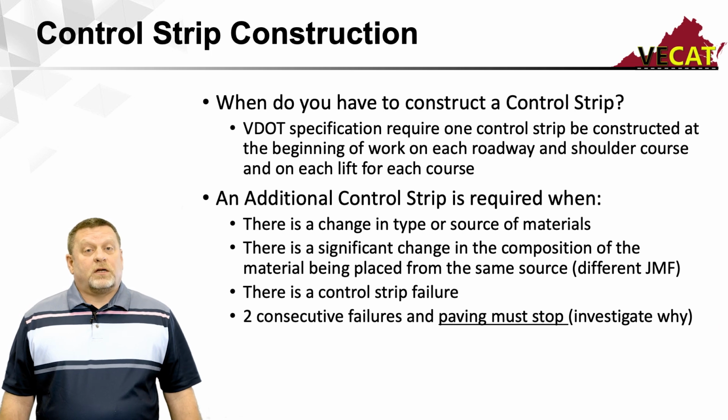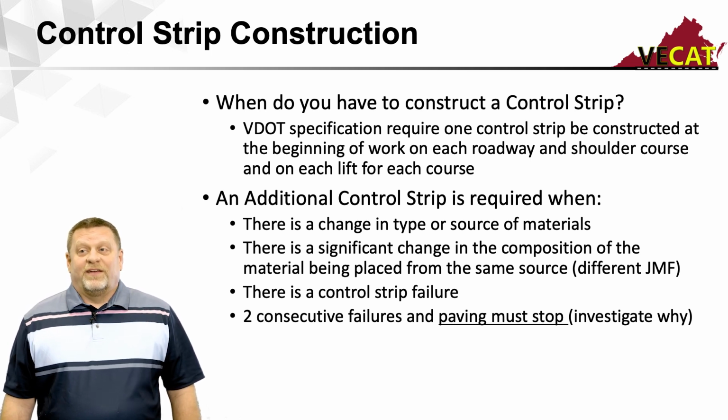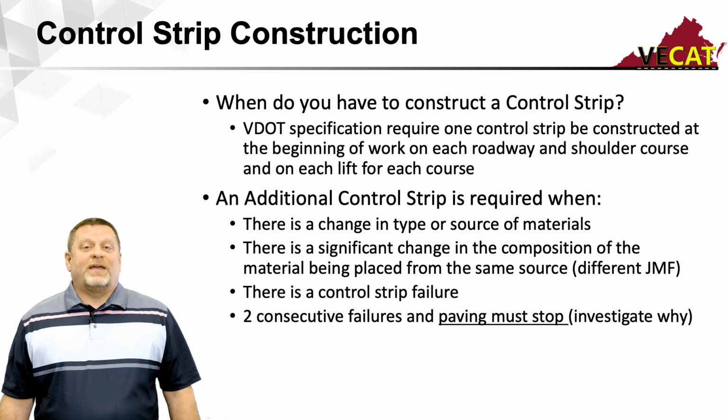If we've done a roller pattern and our control strip fails, we have to do a second one. When we do a second control strip, if that fails, we must stop paving altogether. We have laid a certain amount of roadway out here that has failing densities on it. We do not want to continue to lay a failing product. So we are required by specification to stop paving if we have 2 consecutive failing control strips and investigate why. Once we determine what the reason is, we can continue paving, but we must stop until that determination has been made.